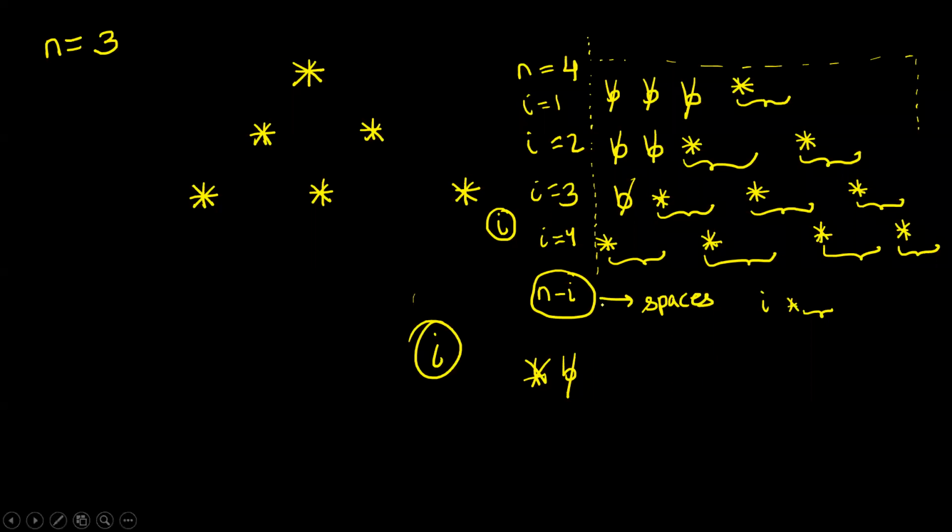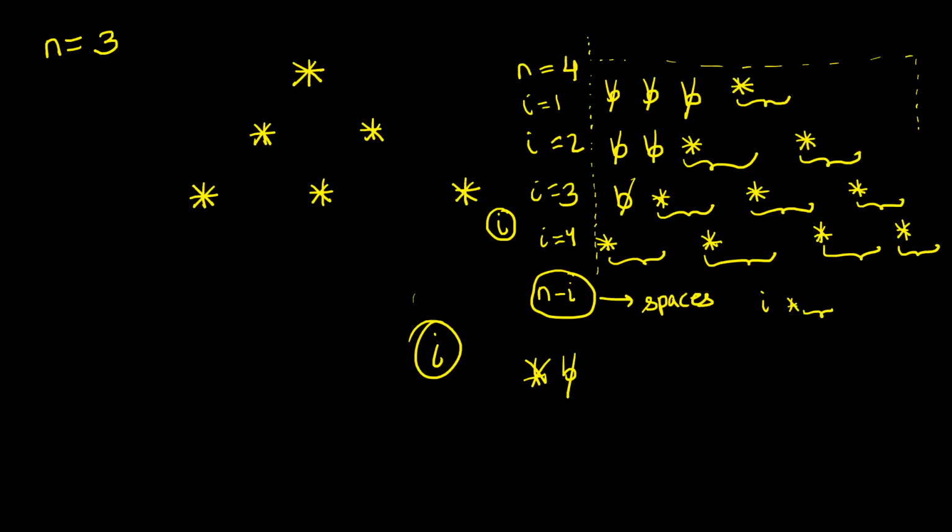So do you agree that on line number i, first of all, you will have n minus i spaces, and then you will have i times star space pattern? This is the pattern that we are looking at. Do you all agree with this? Do you all agree with the pattern?